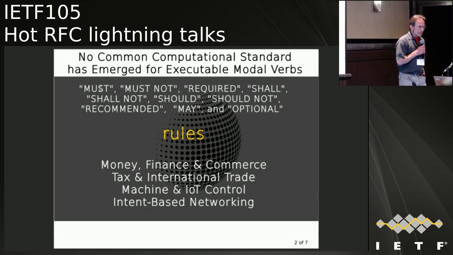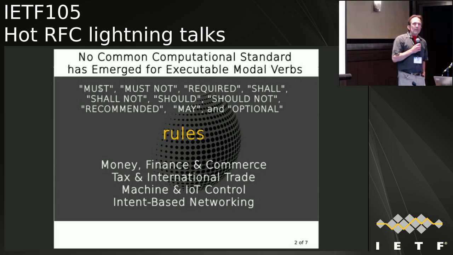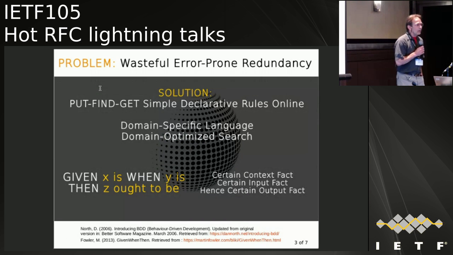This affects issues in money, finance, commerce, tax, international trade, machine control systems, internet-based networking, whatever it is. The gap in this space is so huge, it's hard to see. So it's hard to communicate this sometimes because most people are looking for little gaps. This is an enormous gap. Next. So the problem is enormously wasteful, error-prone redundancy.